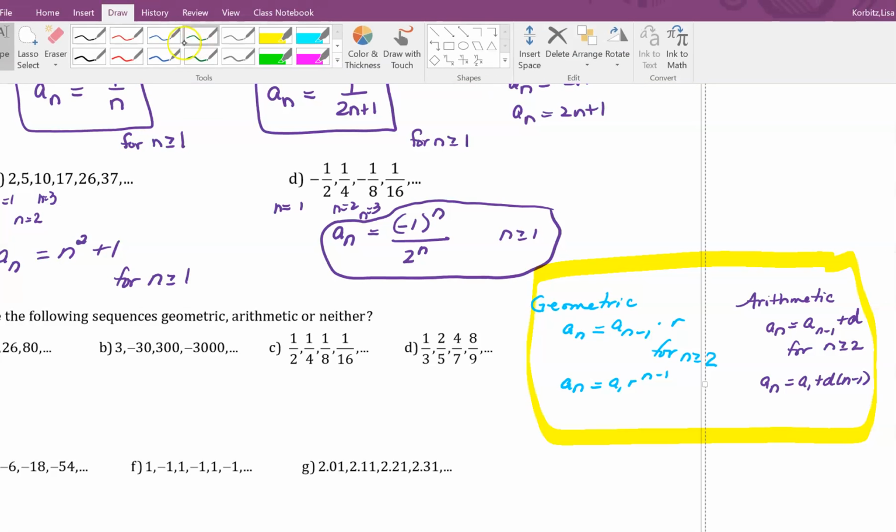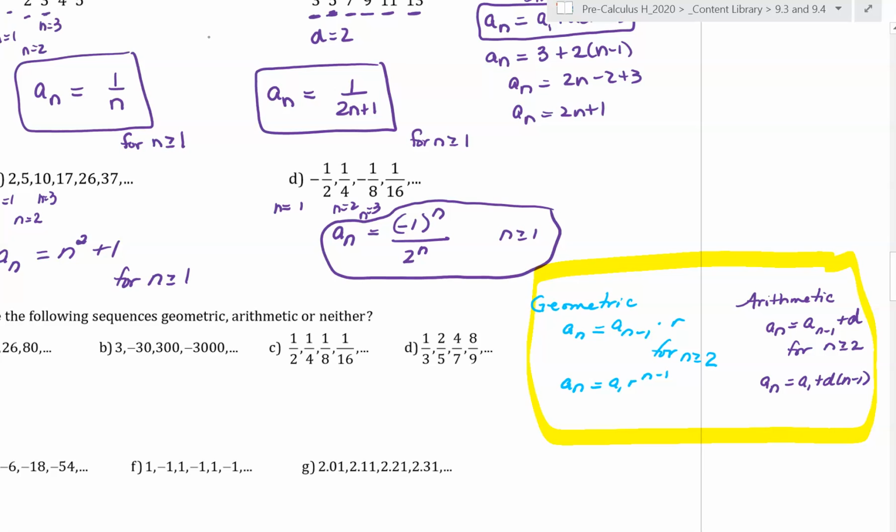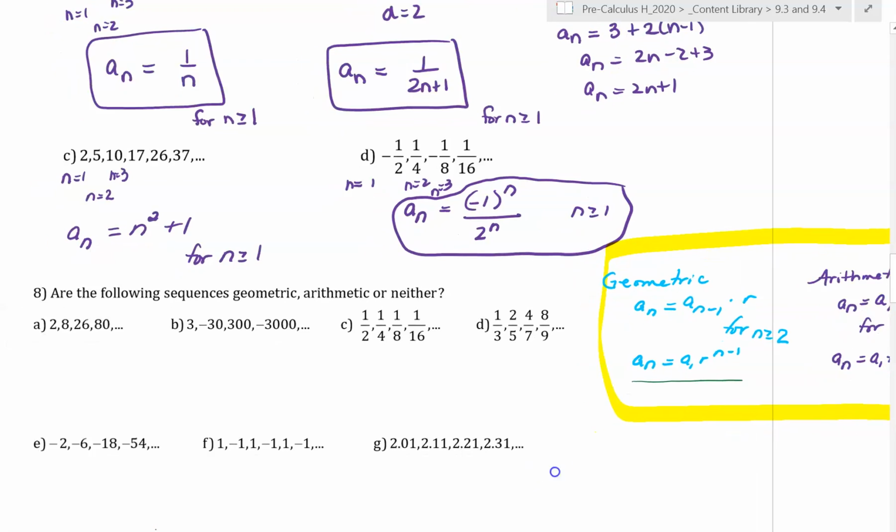For geometric, we talked about our recursive formula, but we should also talk about our explicit formula. If we wanted to describe our geometric sequence explicitly, the nth term would be the first term times r to the n minus 1. So you'd have to multiply that first term by r n minus 1 times. So now we have some formulas to think about.